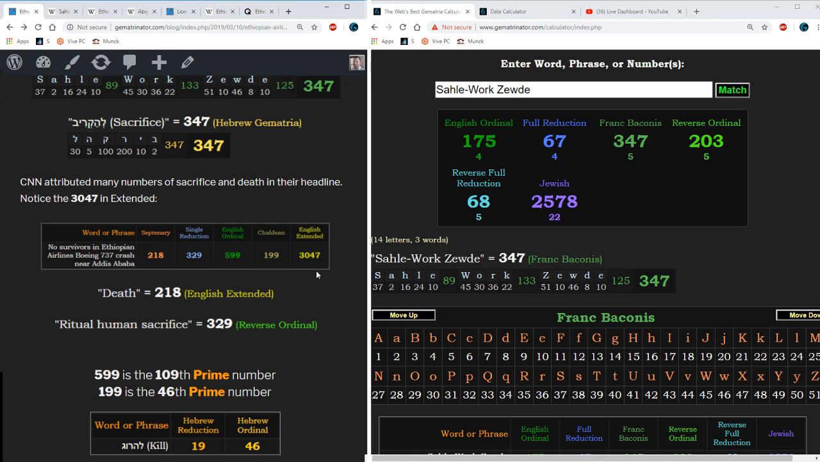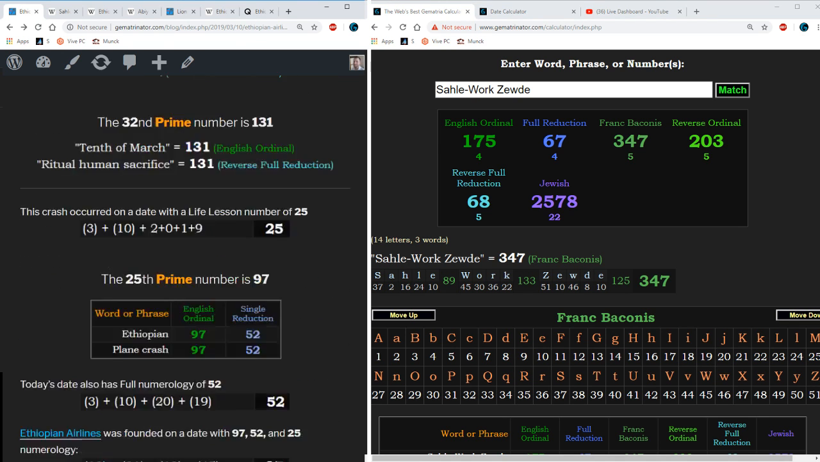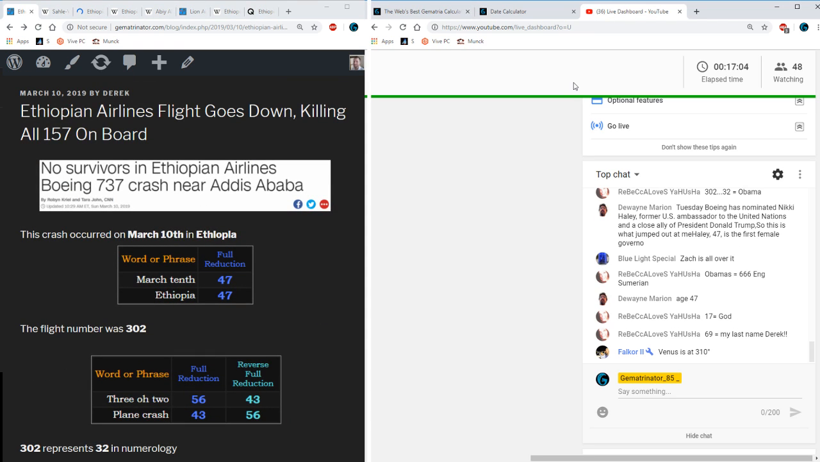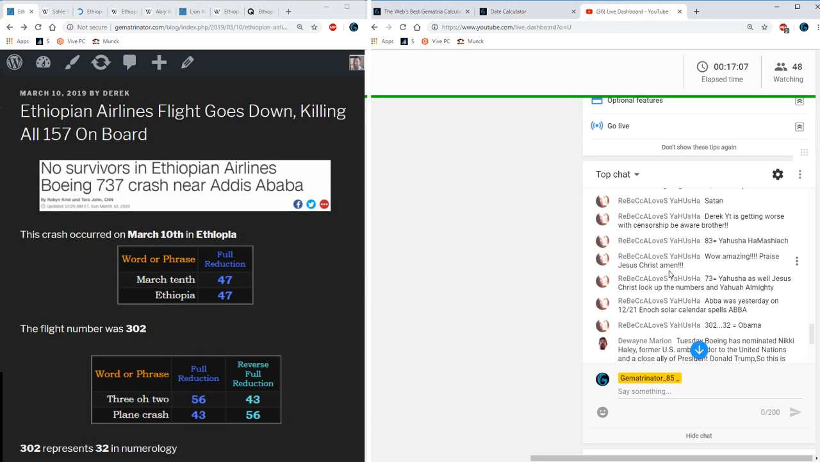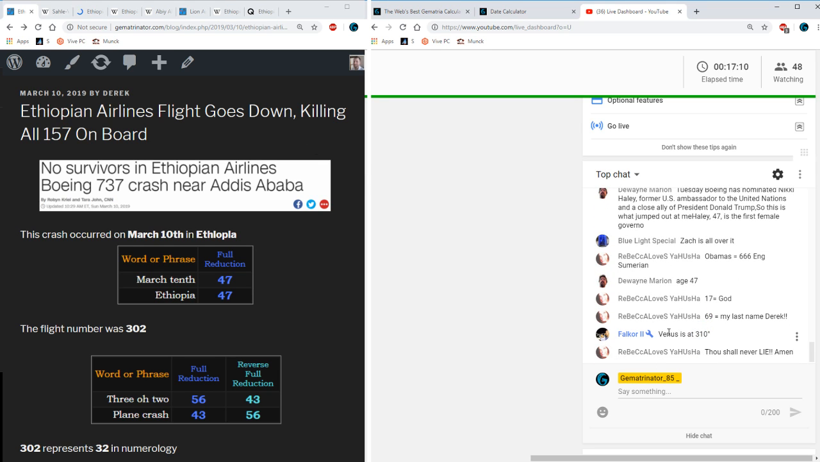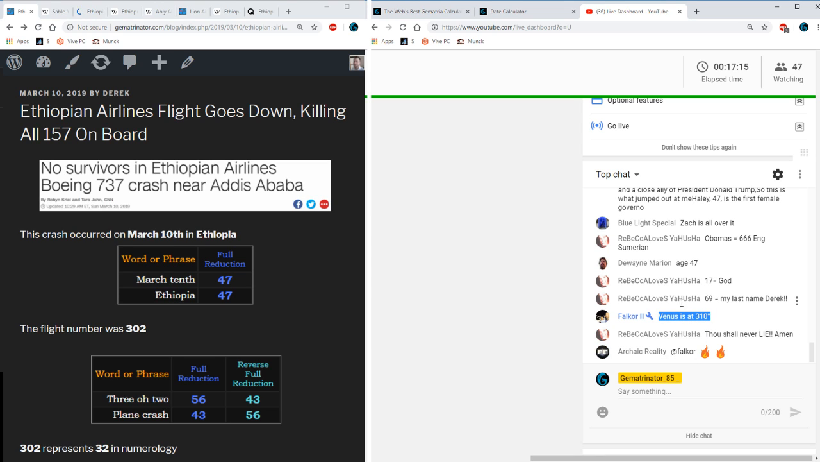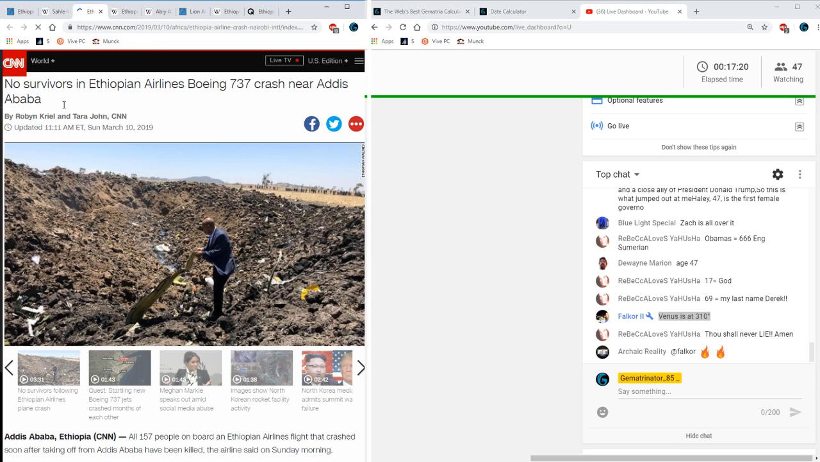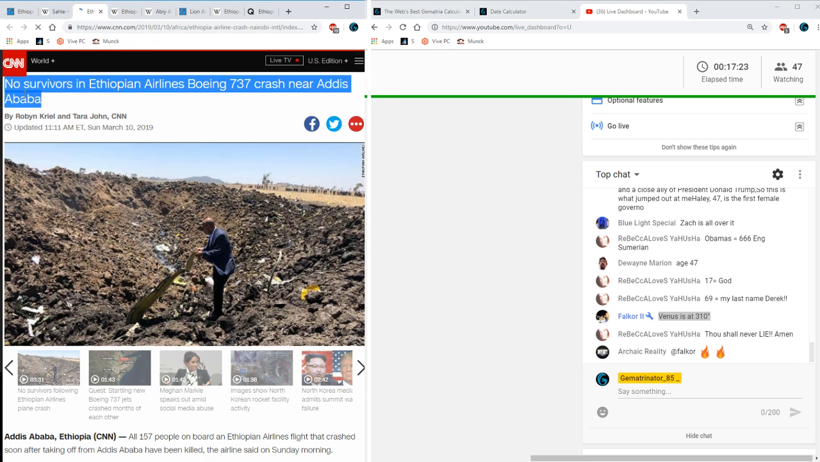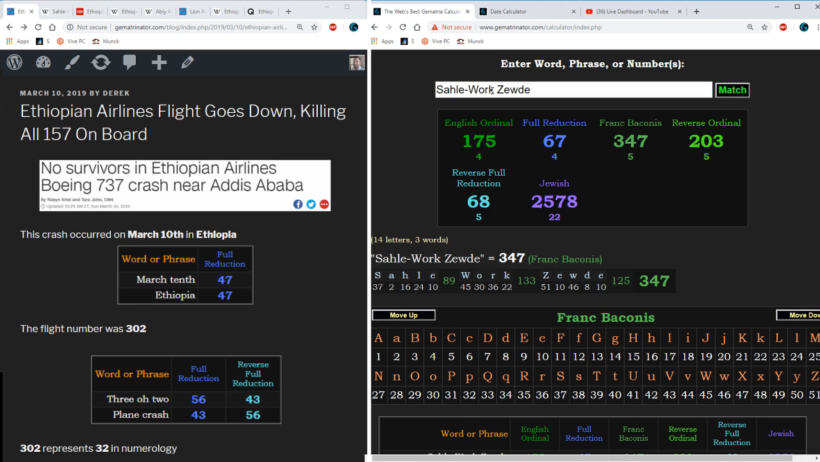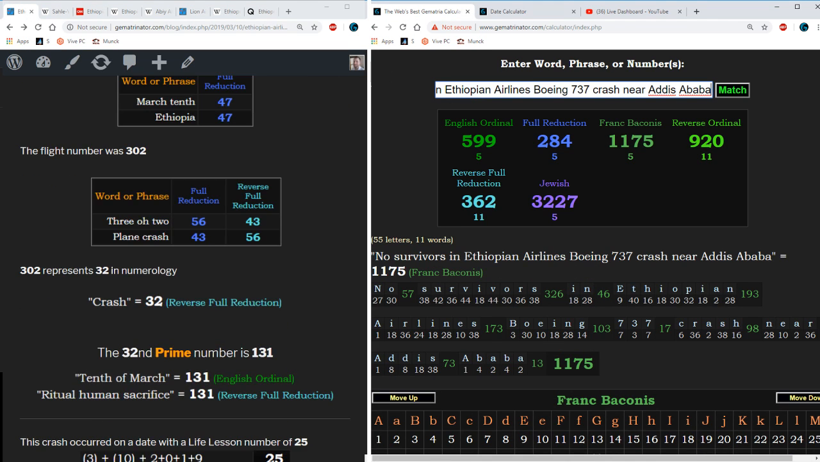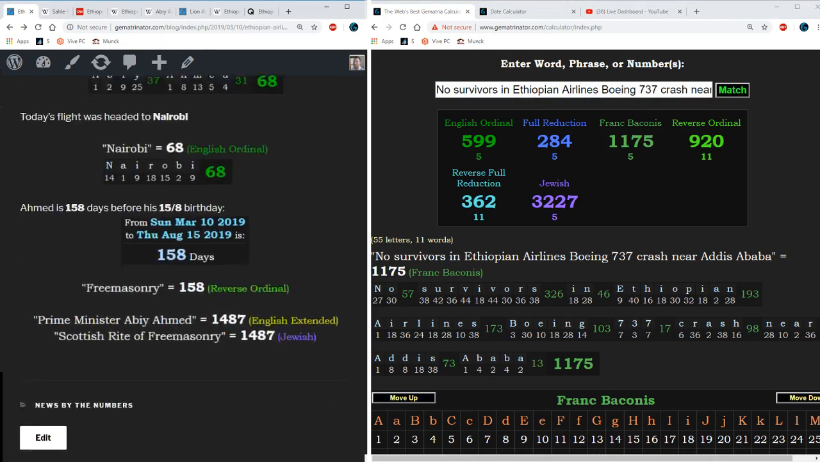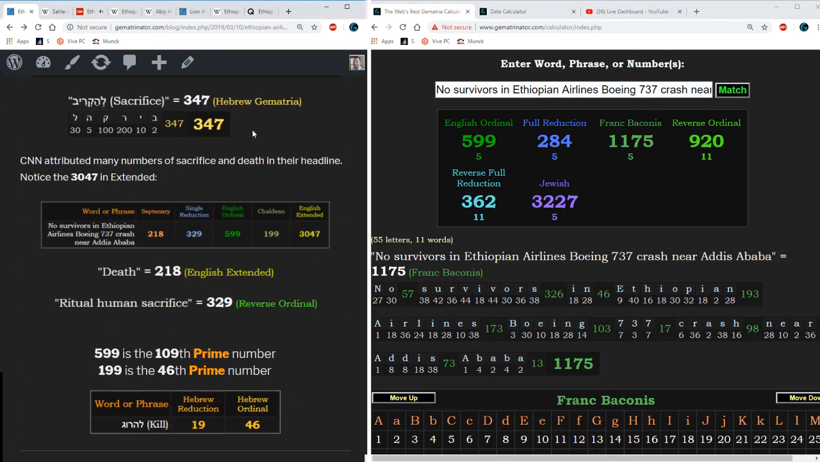And this CNN article gave us some really killer gematria. Let me pull this page up real quick. Oh, interesting catch. Bobby says that Venus is at 310 degrees on the ecliptic today on March 10th. I know there's something to that. Check out this gematria here. All right. So CNN, of course, well-versed in the language of gematria.